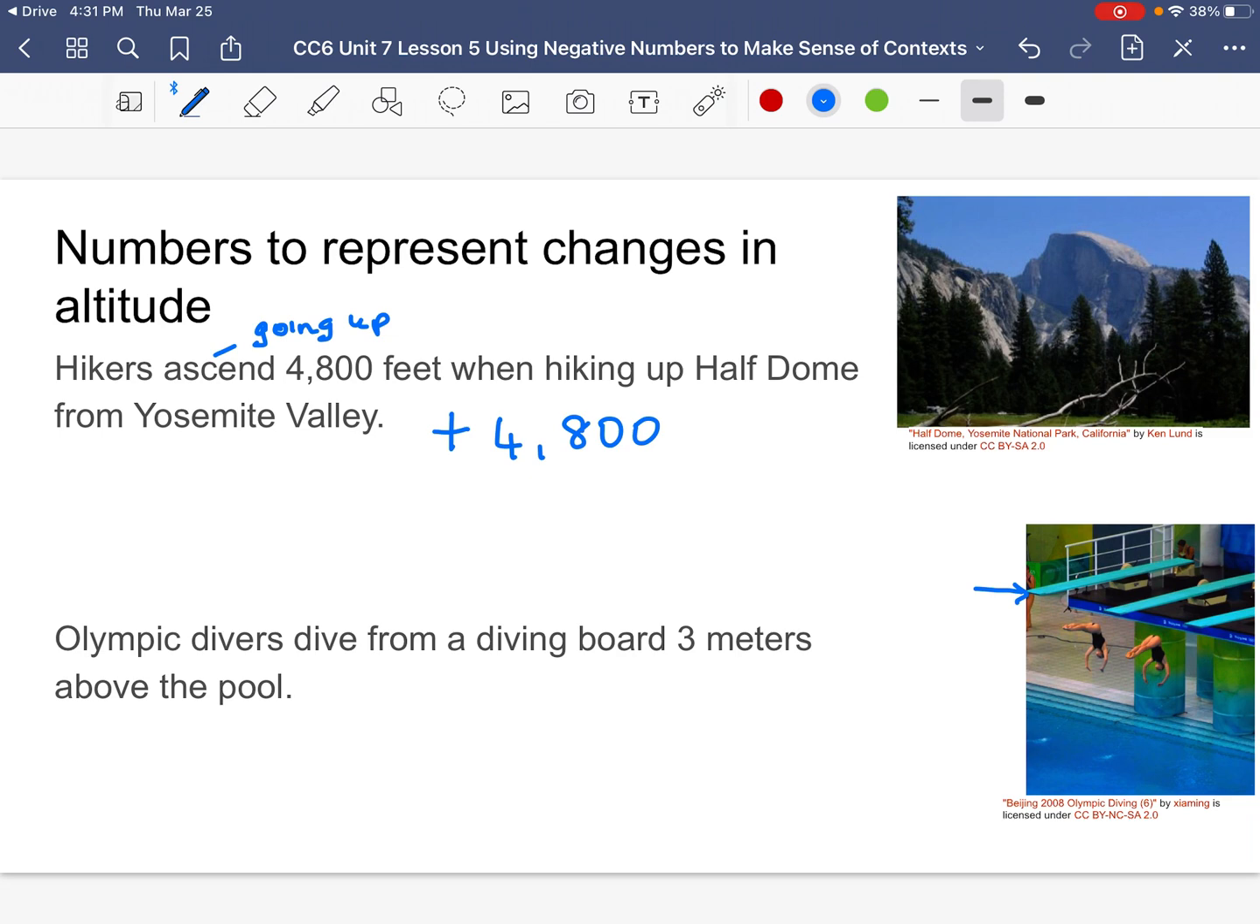And Olympic divers dive from a diving board, like what you see, these bright blue boards here. This is a diving board, which is 3 meters above the surface of the pool, above the water. So they dive, which means they go down. And so that's minus 3 meters.